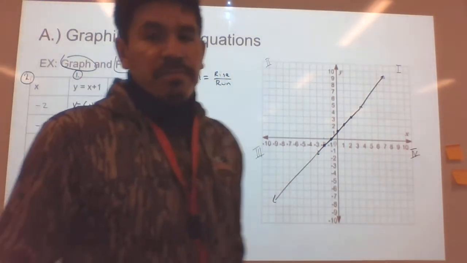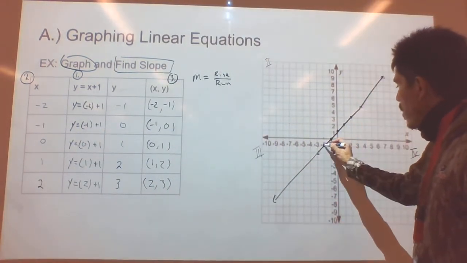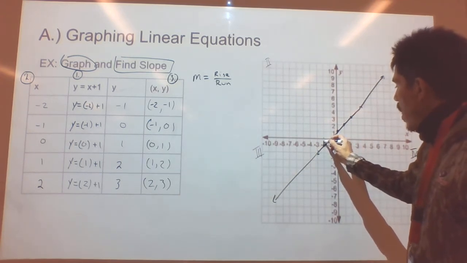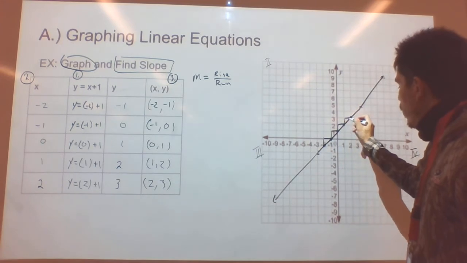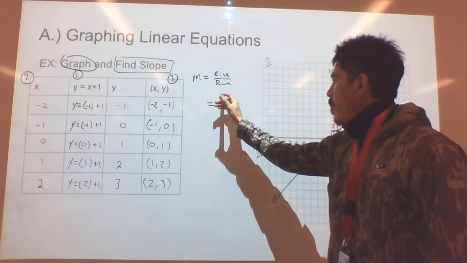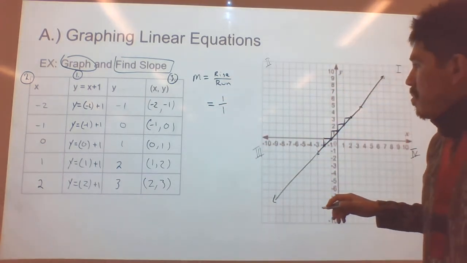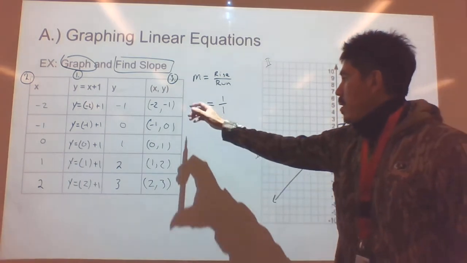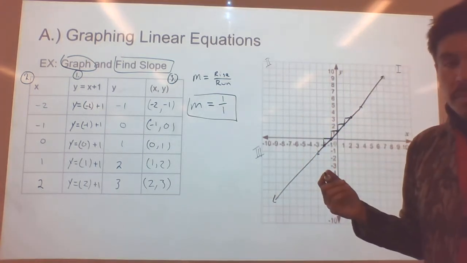To find the slope, all we do is pick any point that we graphed and find how many units we went up and over. In this case, we went up 1 over 1, up 1 over 1, up 1 over 1. So my rise is up 1 and my run is over 1, so my slope is 1 over 1. That's how we find slope.